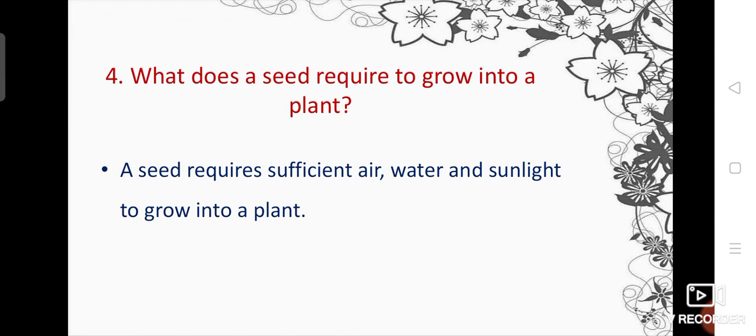What does a seed require to grow into a plant? What are the main things needed? They need sufficient air, water and sunlight to become a plant. That is the main thing. A seed requires sufficient air, water and sunlight to grow into a plant, because they will prepare food by themselves. You need not give food. So what are the three things needed? Air, water, sunlight. You have to remember this.